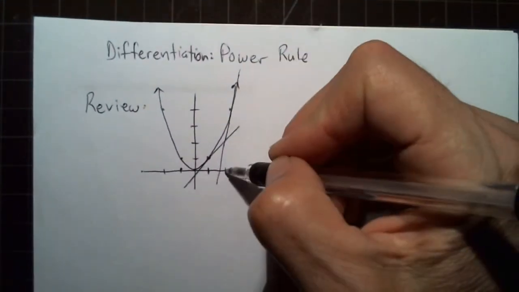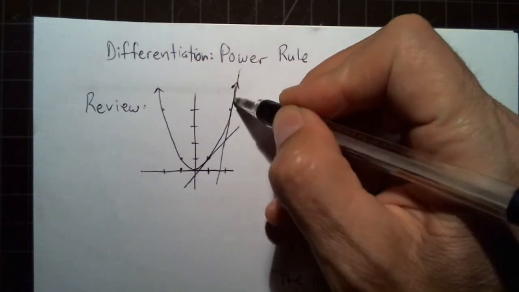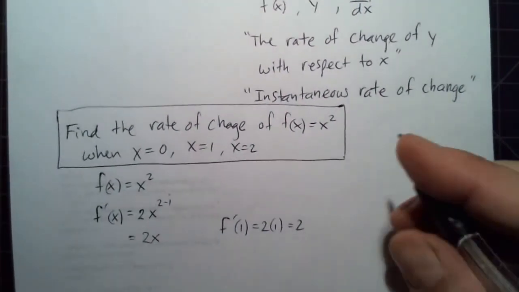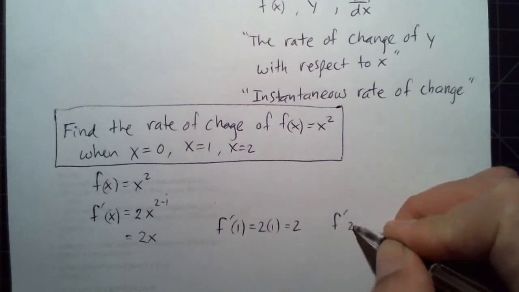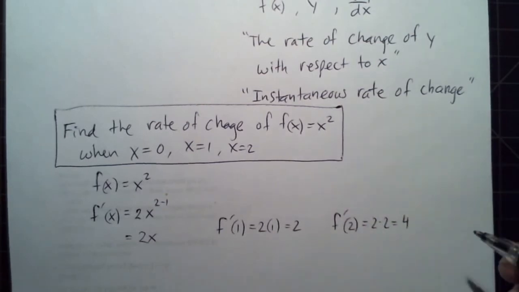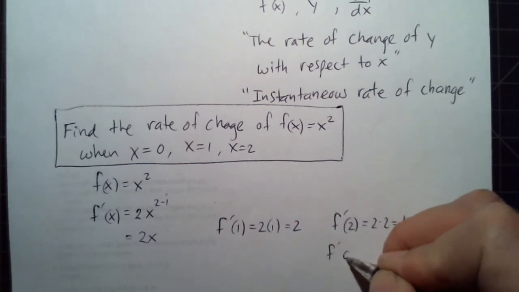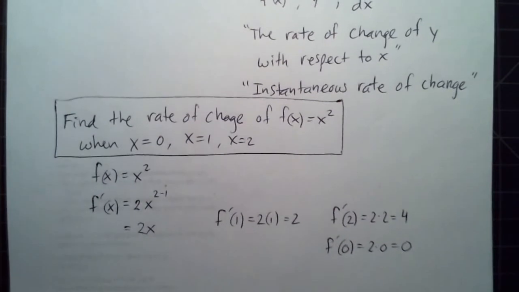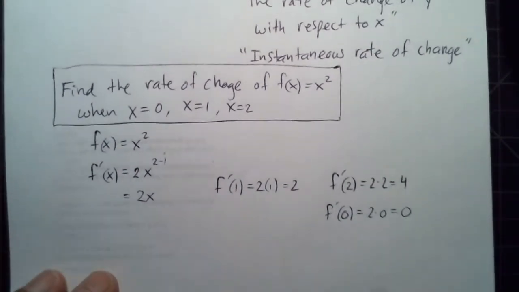What's the slope at 2? When x equals 2, what's the slope of this tangent line? So we just use the derivative. F prime at 2 is 2 times 2. The slope is 4. What's the slope when x equals 0? 2 times 0 is 0. The slope is 0. And that's how the derivative works.